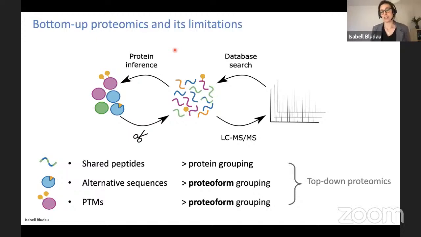And in these cases, we would actually have to perform a proteoform grouping to look at an individual functional species. And usually this is not being done in bottom-up proteomics due to these challenges of having disturbed this direct association between the proteoform and the actually measured peptides. And this is done more typically by top-down.